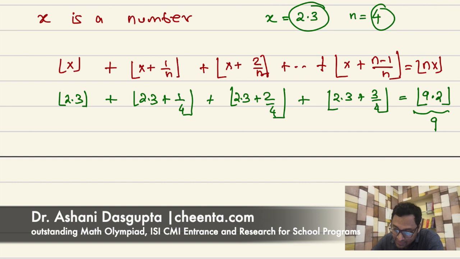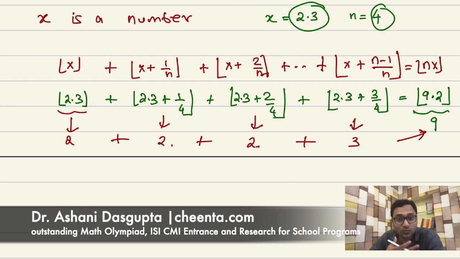The left hand side, what do we have? This is 2. This is 2. This is also 2. You can check. This is also 2. And this one turns out to be 3. So if you add all of them, you get exactly 9. That's what the Hermite identity says. It says for any x and any positive integer n, this particular equality holds.